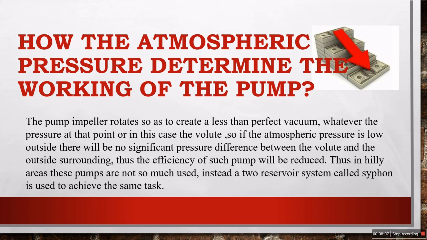atmospheric pressure is low, like in hilly areas outside, there will be no significant pressure difference between the volute and the outside surroundings, as the pressure outside is quite low and the impeller is making the pressure inside the volute low, so there is not so much significant difference between the pressure outside and inside. Thus a smaller amount of water will be dragged towards the volute. Thus the efficiency of the water pump will be reduced. Thus, in hilly areas, these pumps are not much used.